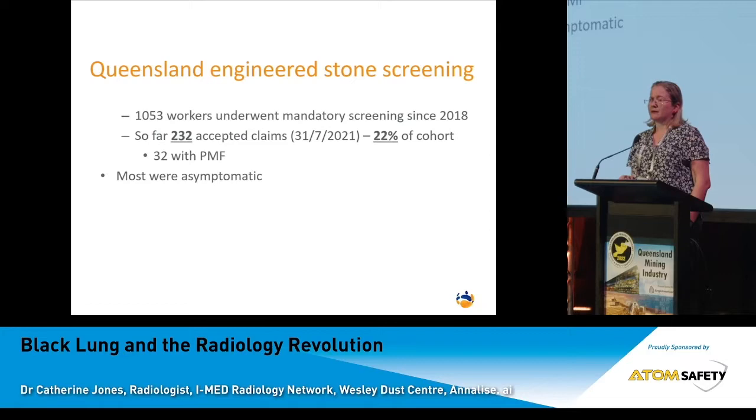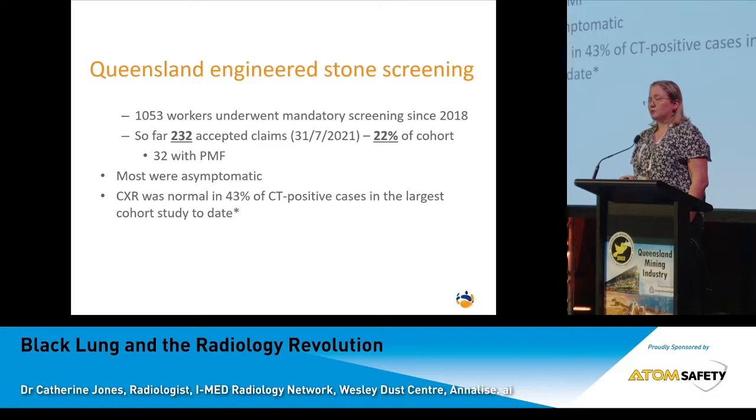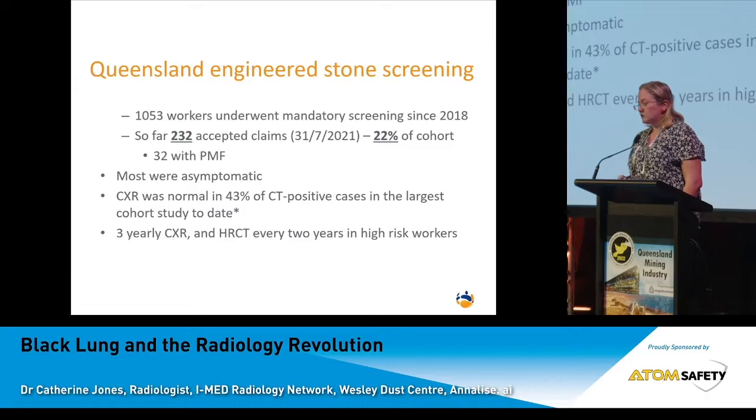We also know that the chest X-ray was reported as normal in 43% of the people who ended up having a CT and ended up being positive. That's pretty telling that, particularly in people exposed to silica, the chest X-ray being normal really isn't that reassuring. And so we do a three-yearly chest X-ray, and then if you become a high-risk worker, just by duration of exposure, you end up moving to having a high-resolution CT scan every 2 years.